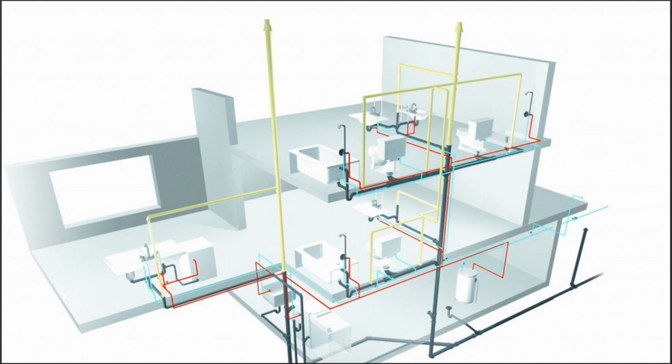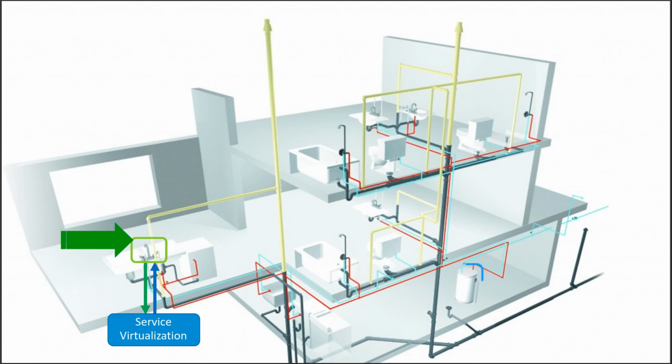And that's where service virtualization can really help. If you want to validate a faucet, you don't need to create the whole house. You can use service virtualization to simulate water flowing through that faucet, or simulate a water heater with a certain amount of sediment to make sure it doesn't burst the pipes, or simulate a bathtub and make sure that you have enough hot water to fill that bathtub in order to take a hot bath.